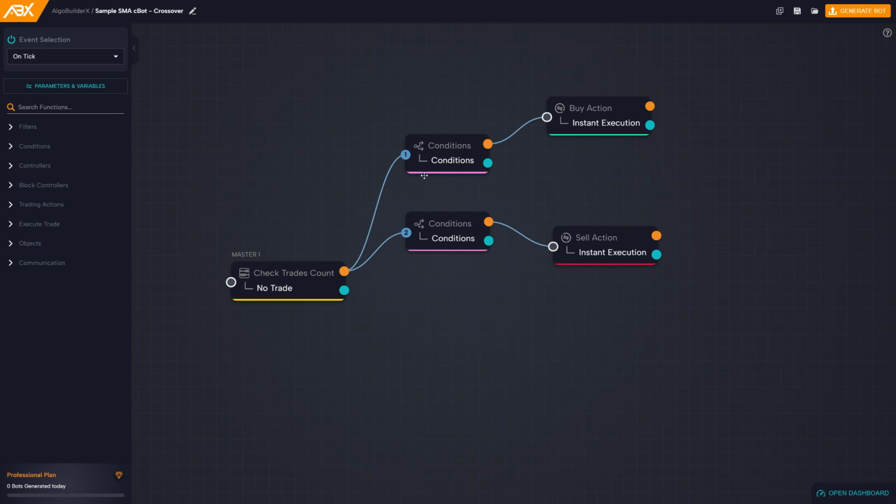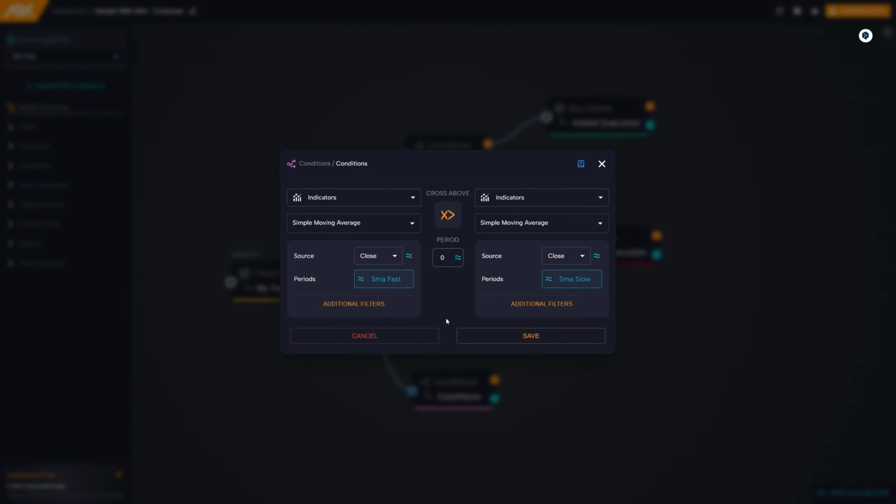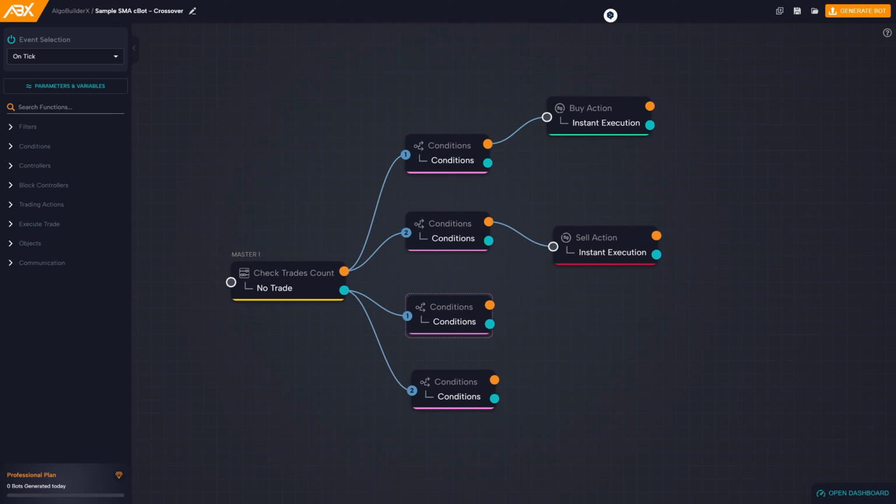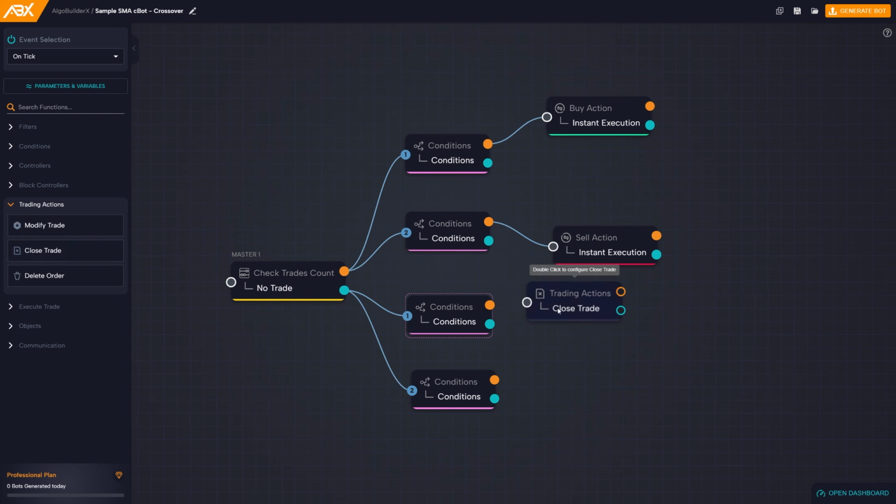For convenience, we duplicate the two condition blocks. This condition occurs when the fast simple moving average crosses above the slow simple moving average, thus generating a buy signal. We then need to close any sell trades. Let's drag the close trade block from the trading actions group and add it after our condition.